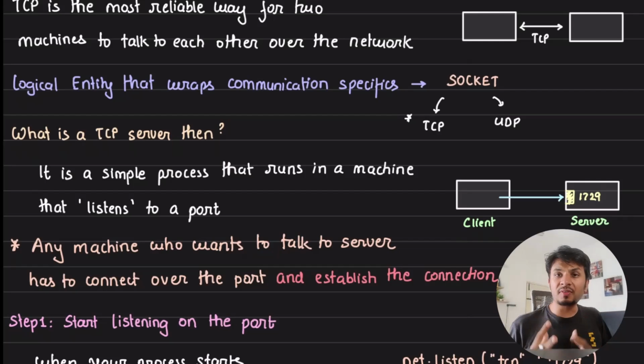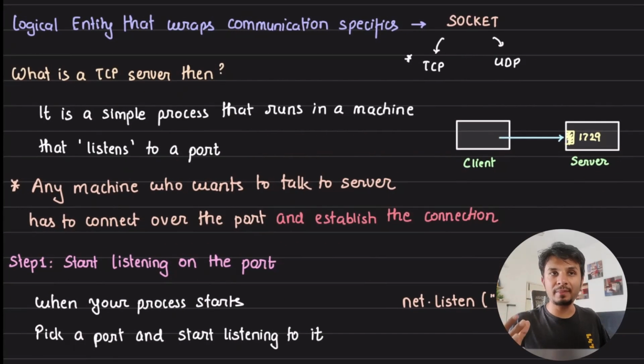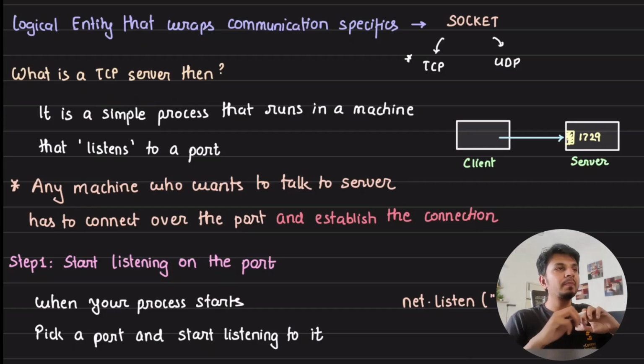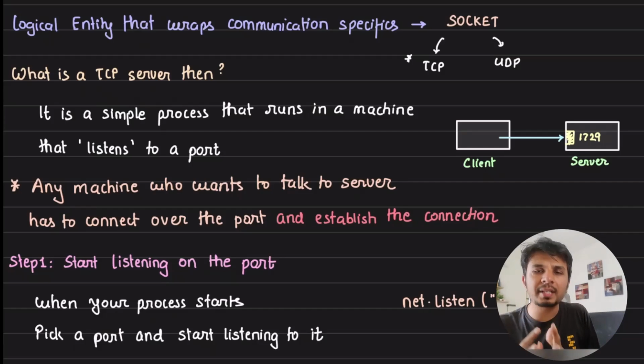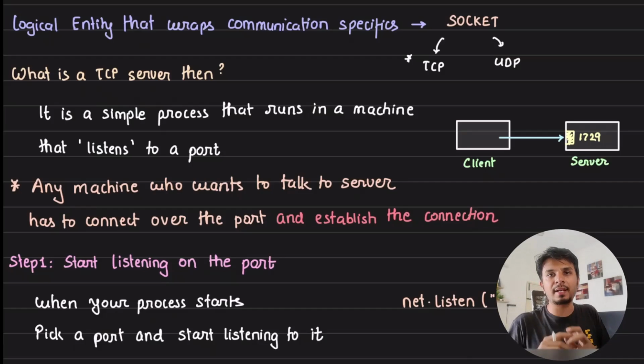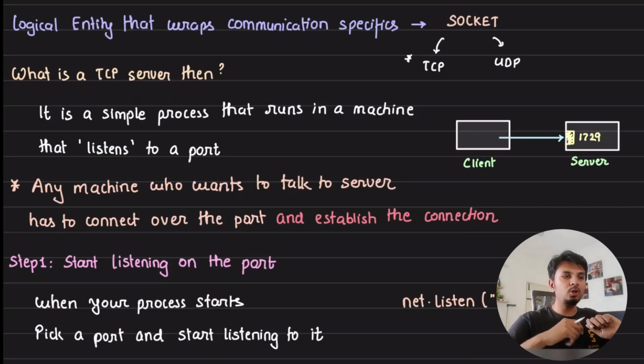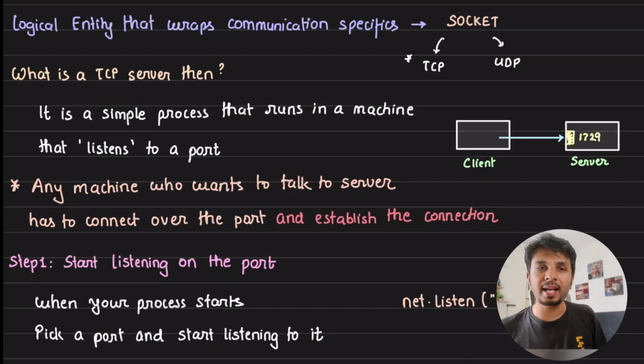So let's start with the most fundamental question. What exactly is a TCP server? To put it in simple terms, a TCP server is a very simple process that runs on a machine and listens to a port, understanding TCP. For example, I can start an Apache Tomcat server, a Spring Boot server, or a Flask development server. I can start any server which listens to a particular port. Anyone who wants to talk to this machine has to communicate over this port. That's the semantic.